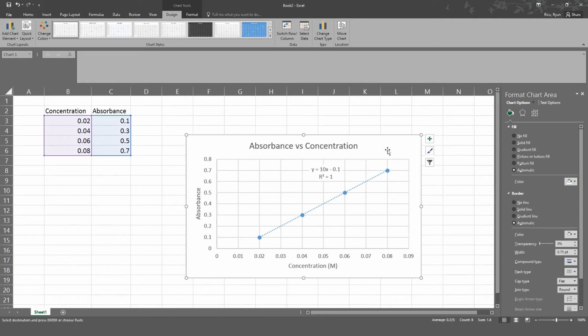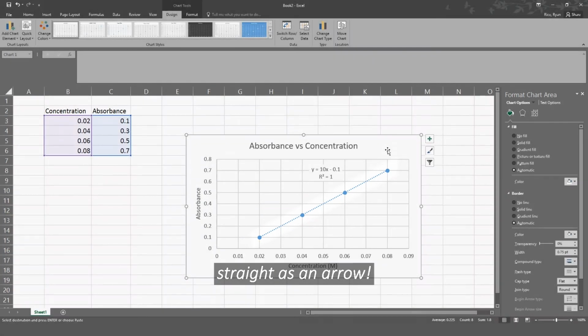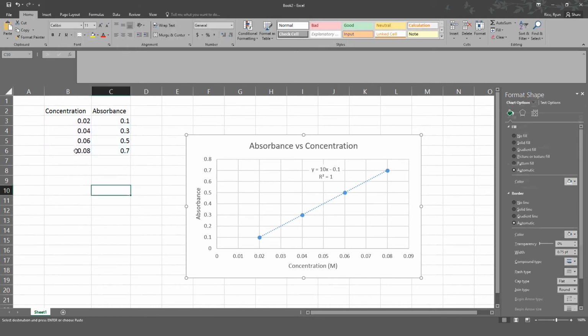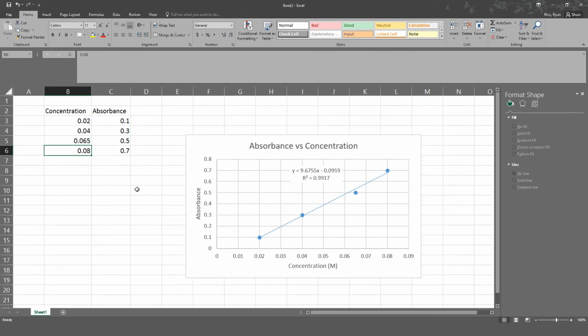In a perfect world, with all your solutions made and measured perfectly, the data points on your graph would all line up in a perfectly straight line. However, in the real world, the glassware pieces you will be working with are not perfect, and as a result, your solution's concentrations won't necessarily be what you think they are. A solution you calculate to be 0.06 molar, for instance, might actually be 0.065 molar. Because of this, the points on your graph may or may not all fall in a straight line. The extent to which they do is reflected in the R-square value.